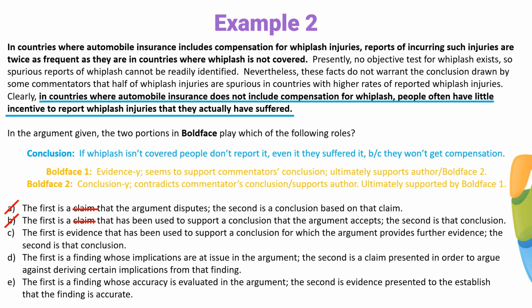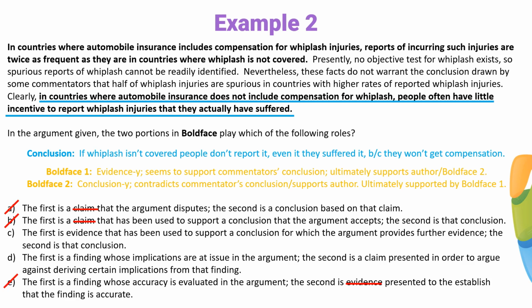Now C stays in for now. It calls the first boldface evidence, which it is, and the second boldface a conclusion. That's exactly right. D stays in as well. It calls the first boldface a finding. Well, that's an evidence-y kind of thing, so we're good with that. And it calls the second boldface a claim. That's a conclusion-y kind of thing. Perfect. E. Well, E is out. E calls the first boldface evidence. That's correct. But then it goes and calls the second boldface evidence as well. And it's not. It's a conclusion. So that means E is out.